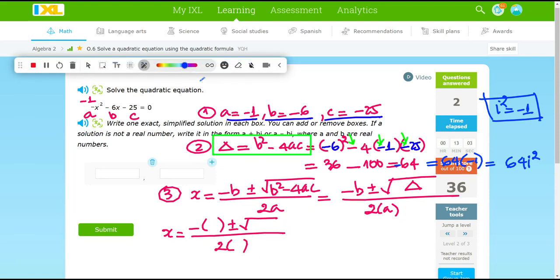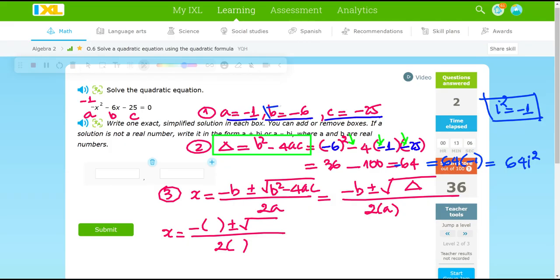So let's go and find this value. B is right here, negative 6. Okay. Plus minus delta is 64i squared. 64i squared. Okay? And then A is negative 1. Negative. So now we just simplify and then we're done.